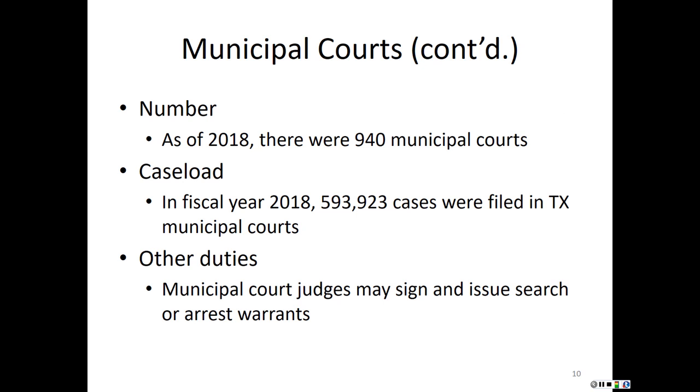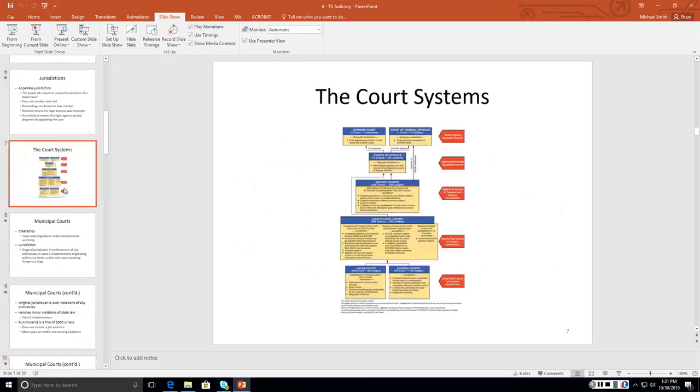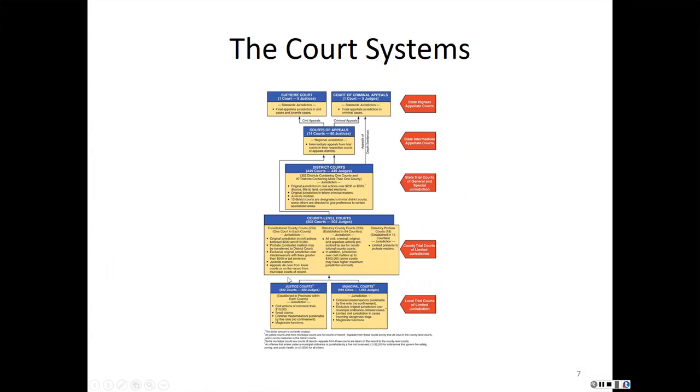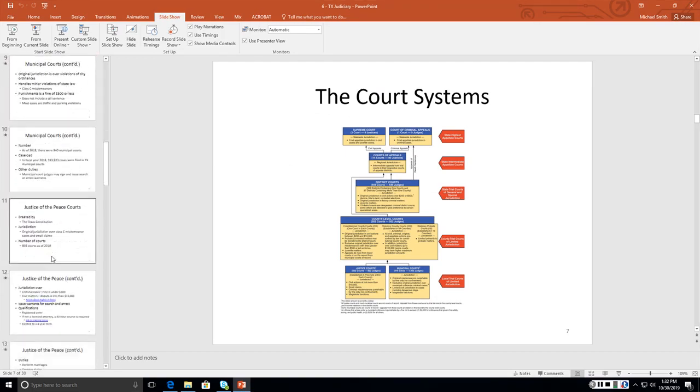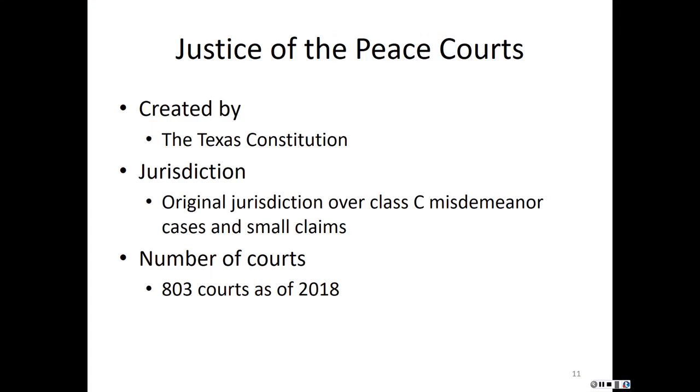The next court I want to talk about, the Justice of the Peace Court. Let me go back here for just a second. We just talked about the municipal court. Here's the justice court. So we're talking about that other leg on that bottom level. So we're still in the trial level of the 3-tiered judicial system. JP, Justice of the Peace, we can just call it JP, created by the Texas Constitution.